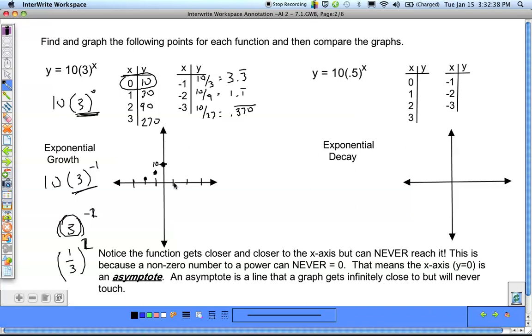The 1, 2, and 3: the 1 is 30, which is going to be way up here. The 2 and the 3 we don't necessarily need to worry about because they're just going to get so extremely big off the graph. We draw this curve that goes through it.